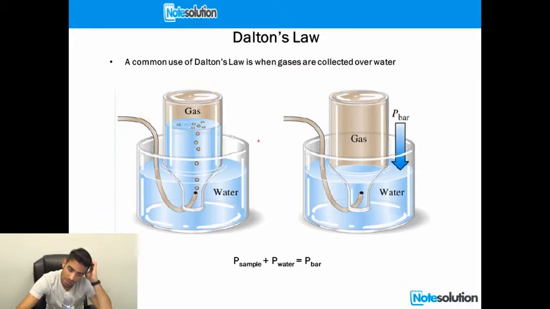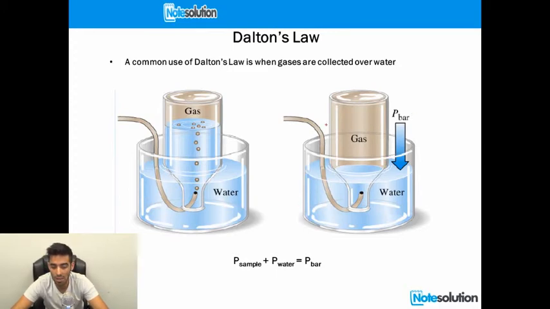Now, of course, there are certain limitations to such procedures. We should make sure that the gases do not actually react with water, or are water insoluble. That's the main point, because if they are water soluble, then they're going to react with the water and just mix with the water. So that would not be good for us.